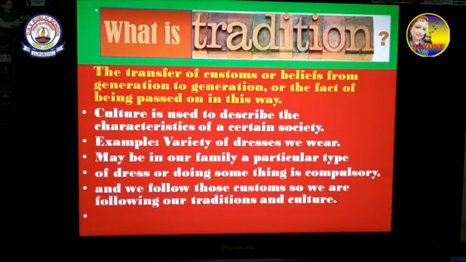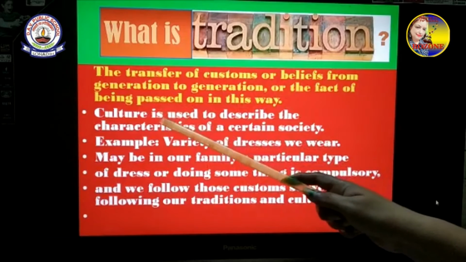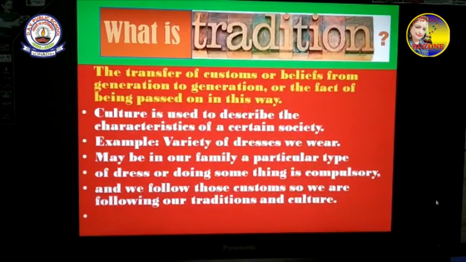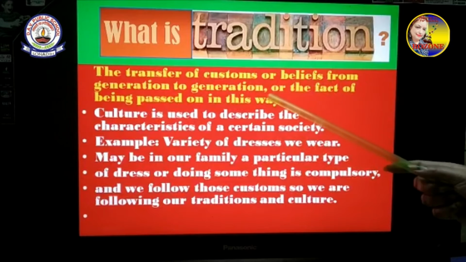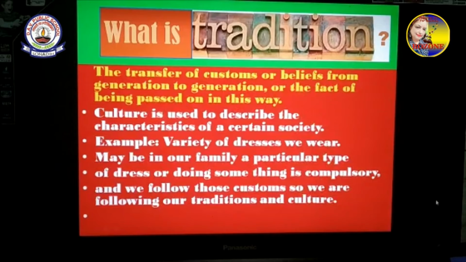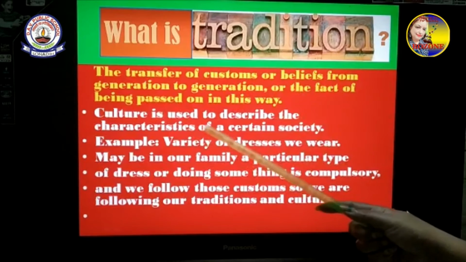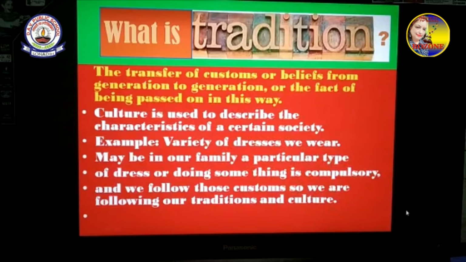Now coming to what is tradition. Tradition, as I told you earlier also, is the transfer of customs or beliefs from one generation to another. When we pass on our customs and what we think, what we do, to the next generation, that is tradition. It goes on from one generation to another, or the fact of being passed on in this way. Now, whatever things your grandparents have done, your grandparents' parents have done, then it came to your grandparents, then passed on to your parents, and from your parents it comes to you.